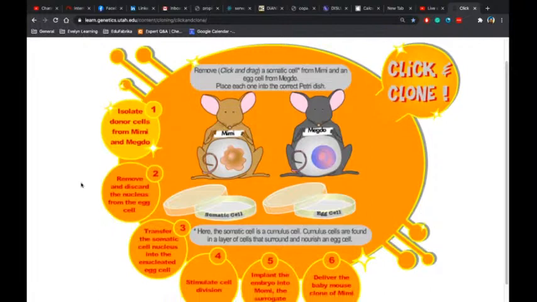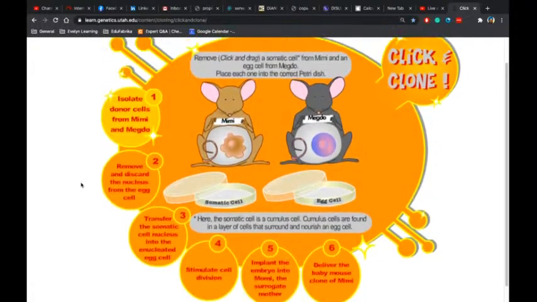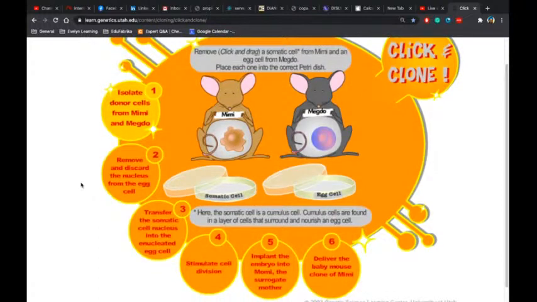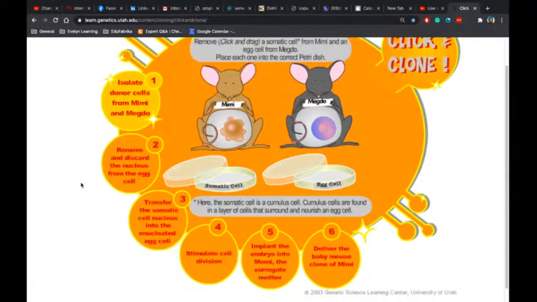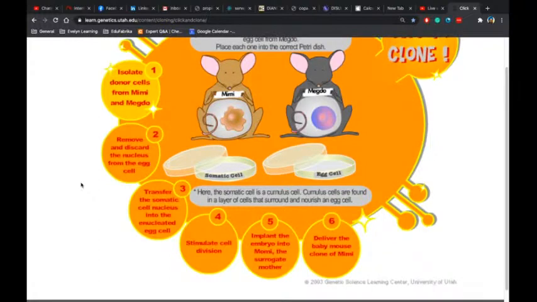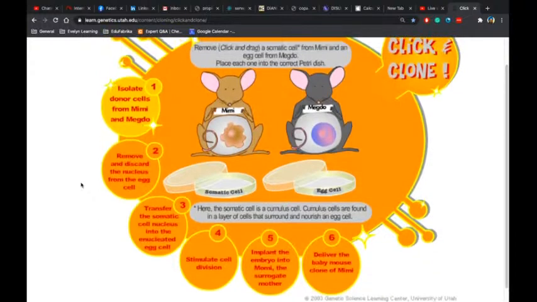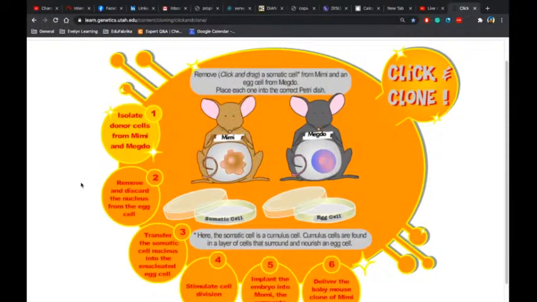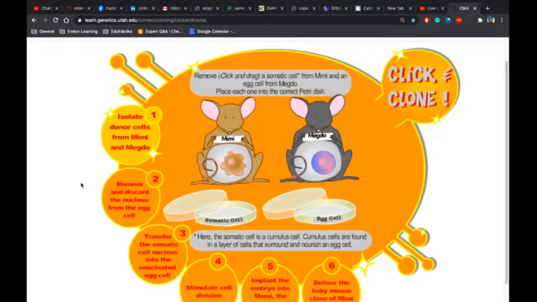First would be to isolate a donor cell from Mimi and Magdo. Second would be to remove and discard the nucleus from the egg cells. Third would be the transfer of the somatic cell nucleus into the enucleated egg cells. Then stimulating the cell division, then implanting the embryo into Mimi, the surrogate mother, then delivering the baby mouse clone of Mimi. It looks like quite long steps, but they will be very interesting.